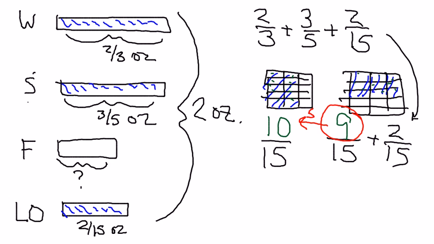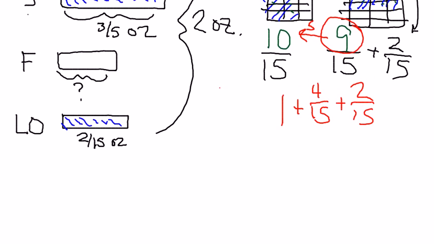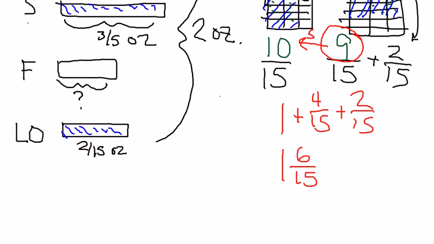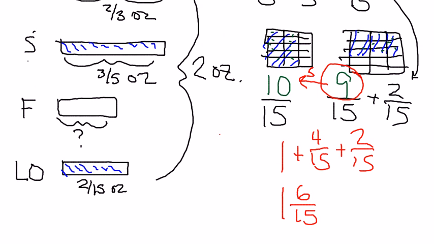So 10 15ths plus the 5 15ths that I'm bringing over is going to give me 15 15ths, or 1 whole. And then, taking away 5 15ths, I'm left with another 4 15ths, and I have my 2 15ths. If I put those together, I get 1 and 6 15ths. So that's how much paint that was from the sky and the water and what was left over.